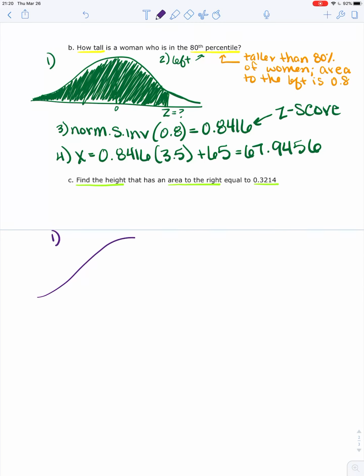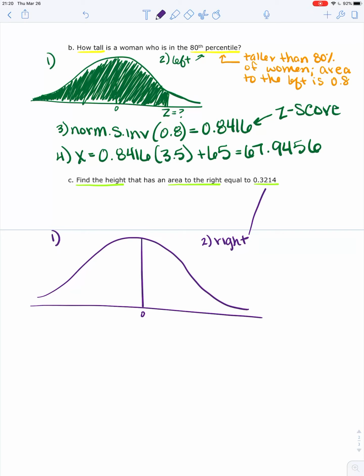So the first thing we do is draw our curve. My curves just keep getting worse. Okay, and then label the middle. And now we have the area to the right. And we want to shade approximately 32% of our curve. So I have the area to the right, so I'm going to start on the right and I'm going to shade moving towards the center until I've shaded roughly 32%, because the area is 0.3214.